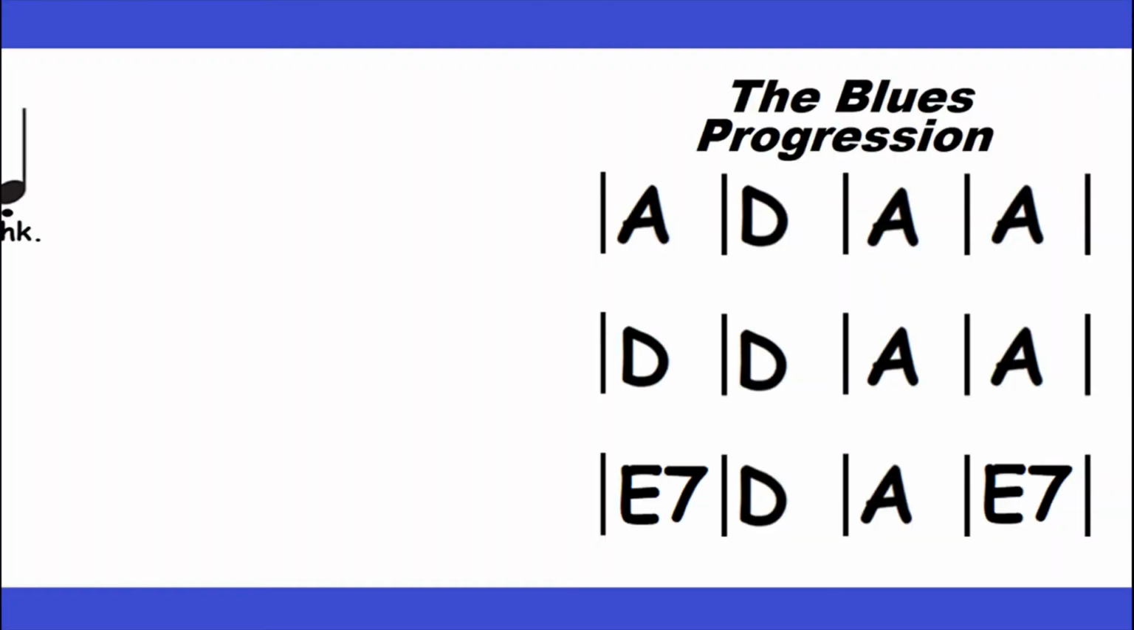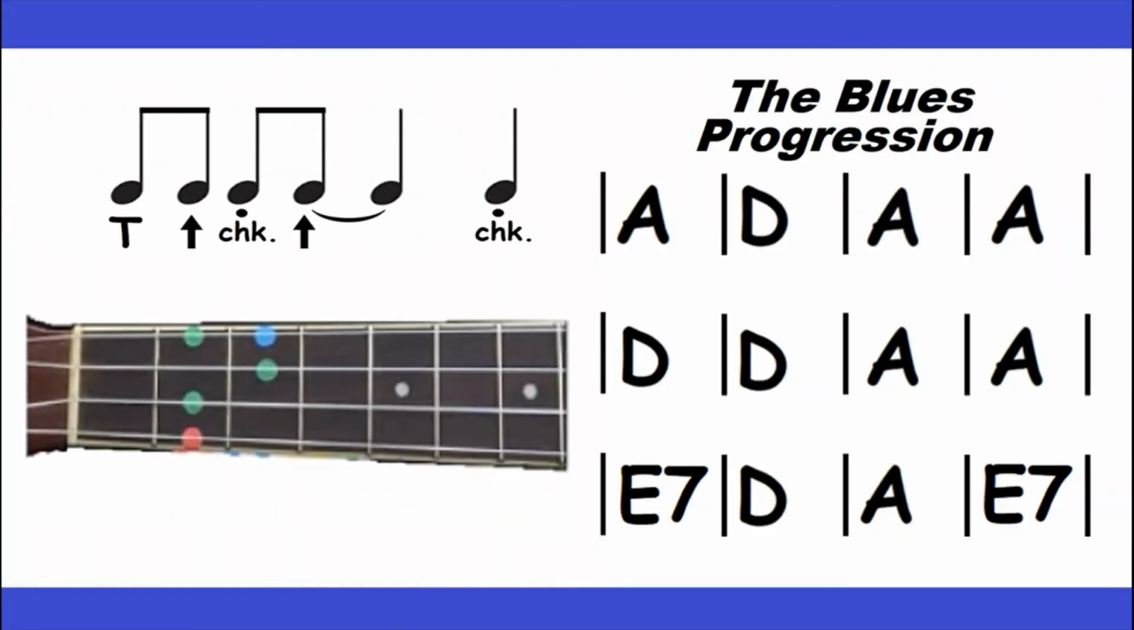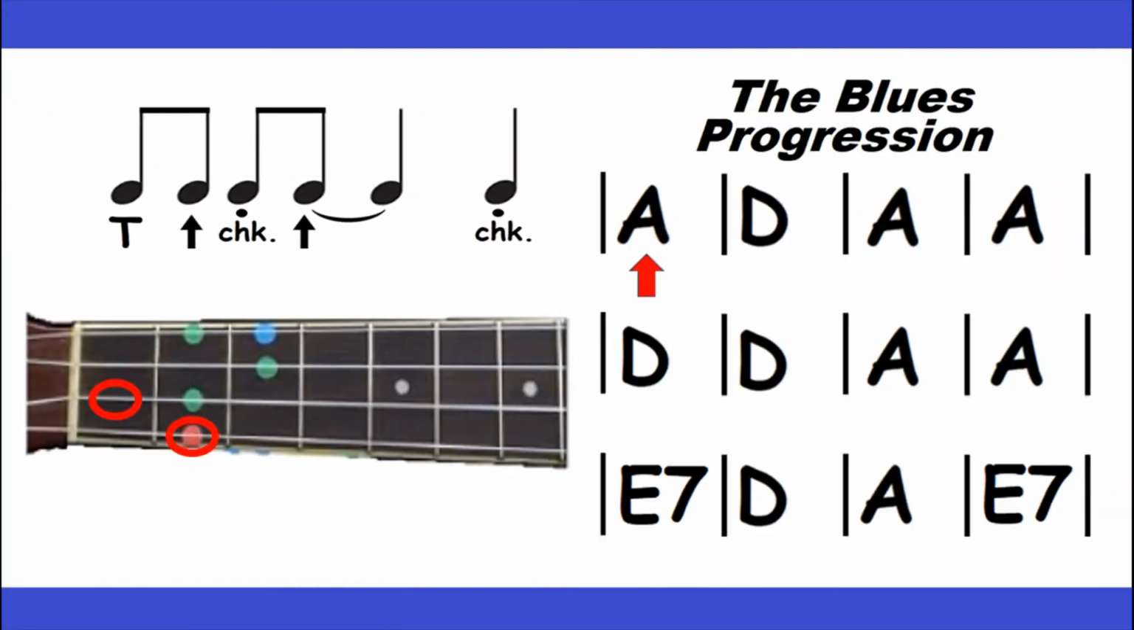Let's try that with the whole blues progression. Ready? 1, 2, 3, and T, T, T, ta, ta, T, T, T, ta, ta, and so on through the progression.